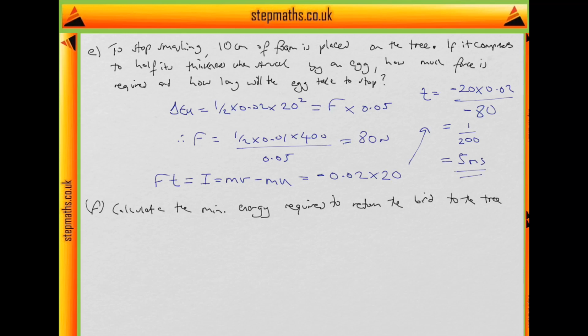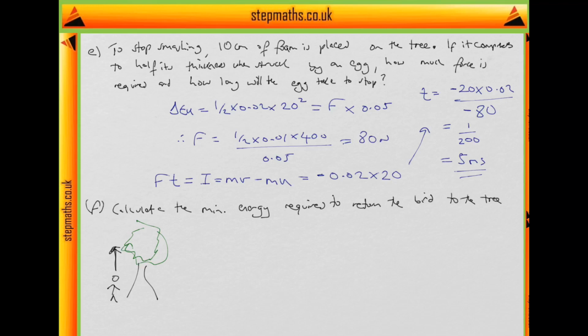Okay, part F, calculate the minimum energy required to return the bird to the tree. Well, this is the presumption that he travels completely vertically up the tree. He starts at the base. If we just quickly sketch our tree, so if this is our tree, we have our man down here, and we're presuming, if it's the minimum energy, he's only going to expend gravitational potential energy. So he'll move vertically upwards. So you must overcome the force of gravity, the gravitational potential energy, to reach that height.